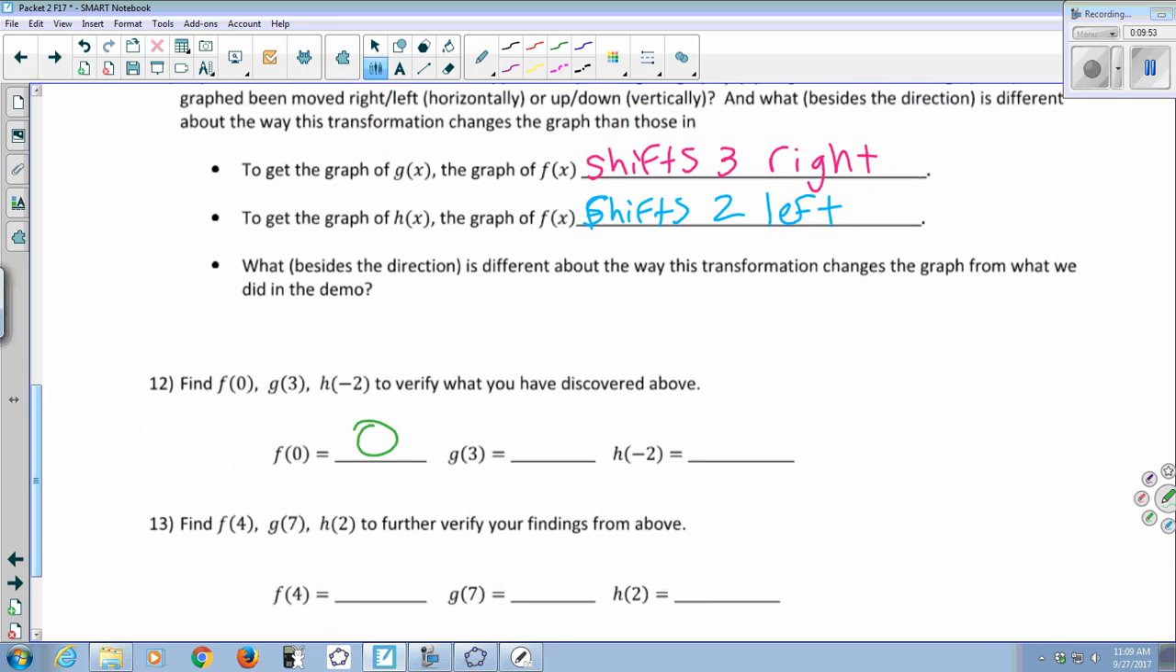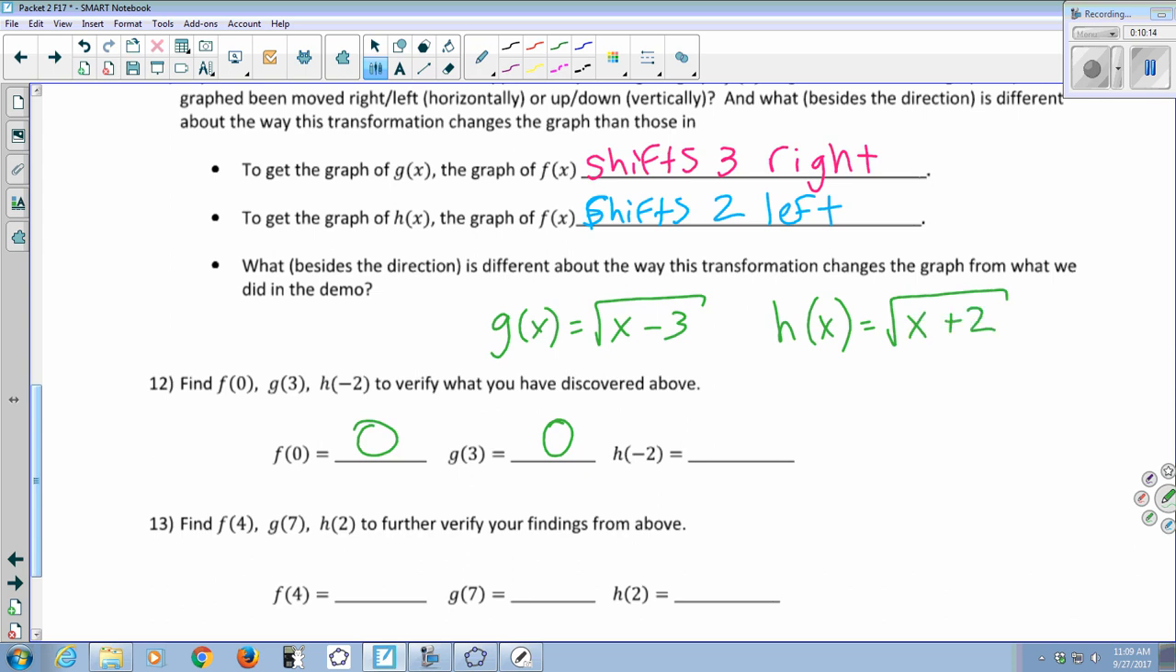Oh, I'm sorry, I'm not doing g of 0, I'm doing g of 3. So g of 3, remember g of x is the square root of x minus 3. So if I put a 3 in for x, this is actually the square root of 0, which is 0. And then h of x, that is the square root of x plus 2. So h of negative 2, if I put a negative 2 in for x, negative 2 plus 2 is 0. The square root of 0 is 0.